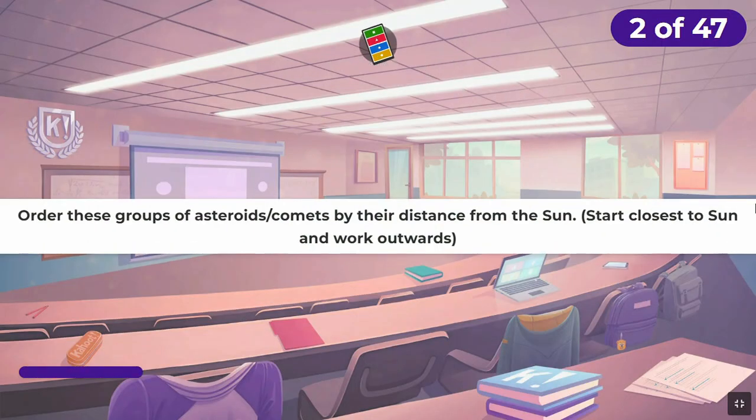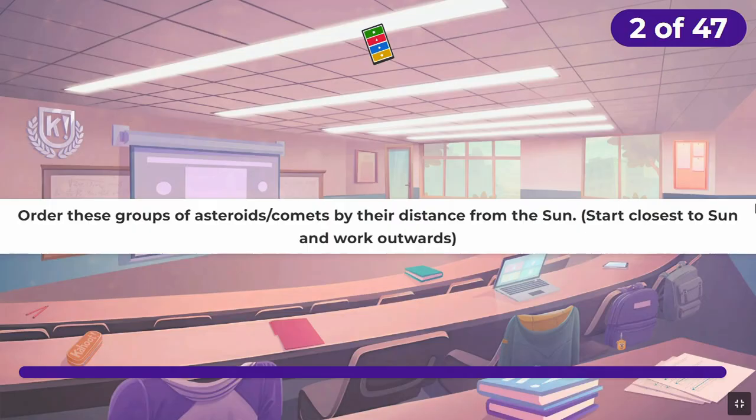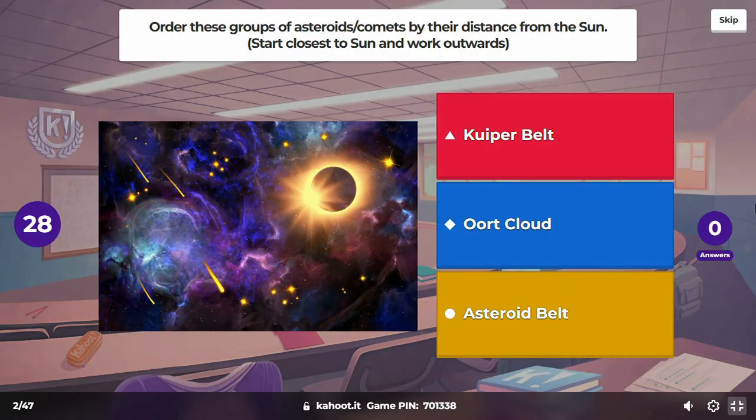But first, we learned about all the other things in the solar system that aren't planets, so let's see if you remember. Put these in order from closest to the sun and work your way out from there.